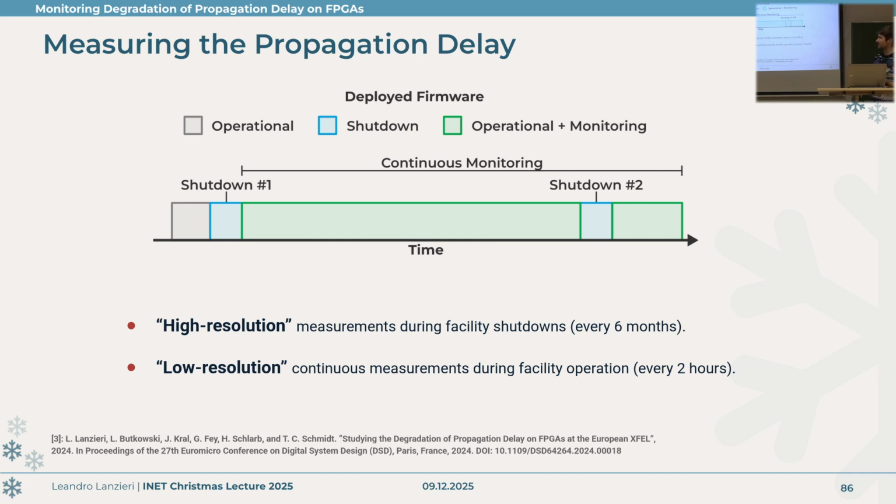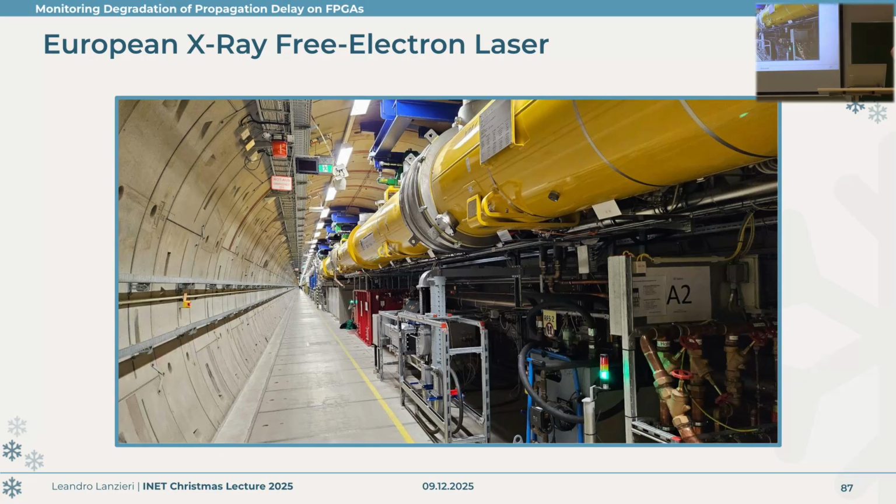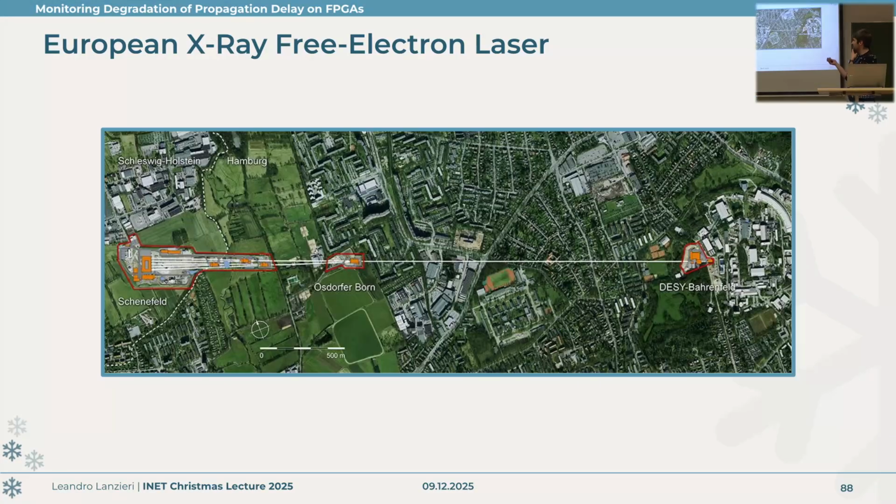We're going to start with the shutdown period. The measurements were taken on the European XFEL, which is the linear superconducting accelerator that is running here in DESY. It goes from Bahrenfeld to Schenefeld, 3.4 kilometers long. There we measured more than 200 devices to come up with these measurements.